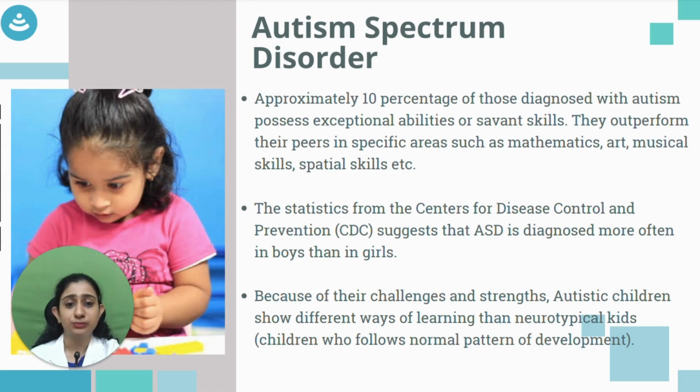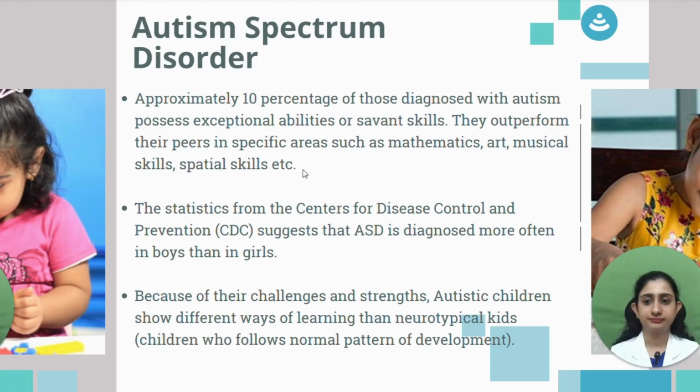And because of their challenges and their strengths, autistic children show different ways of learning when we compare them to their neurotypical counterparts. Neurotypical kids means children who follow a normal pattern of development. This diverse learning style may include some children who are visual learners, some who are auditory learners, and some who are both visual and auditory learners.